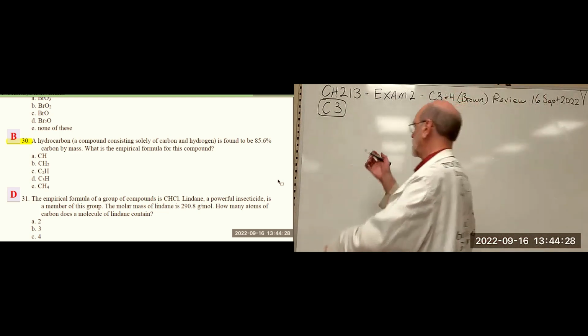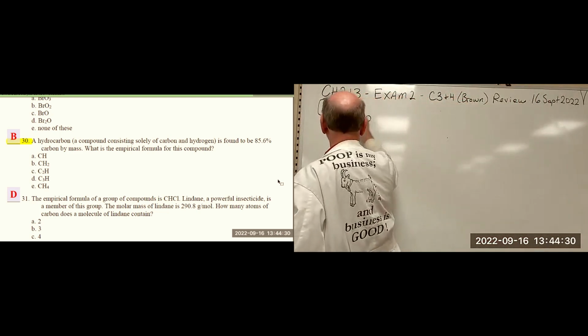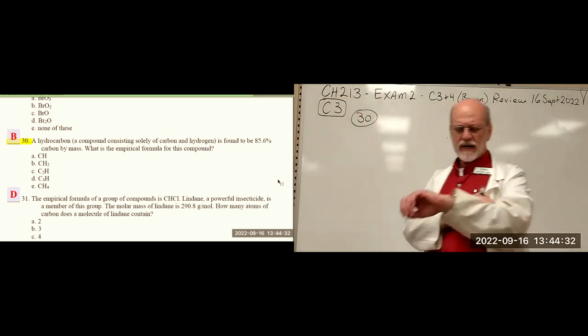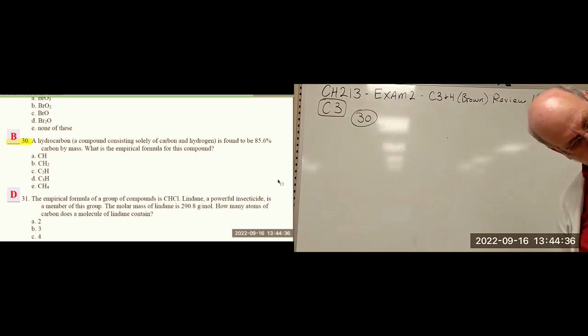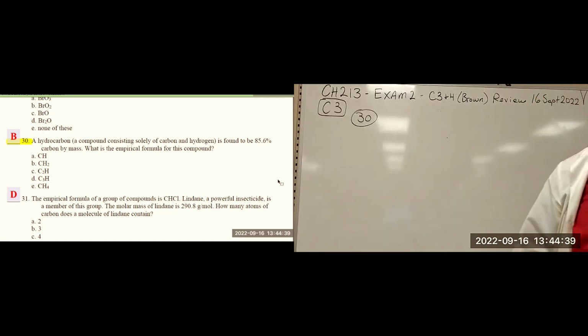30. As long as I get to chapter 4 by 2 o'clock, then that'll give us enough time for lab.